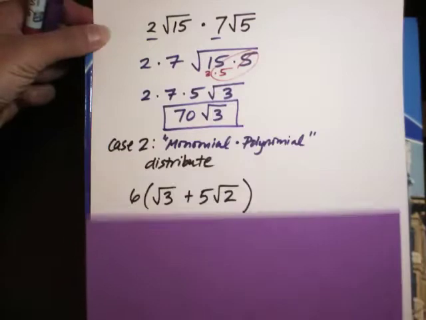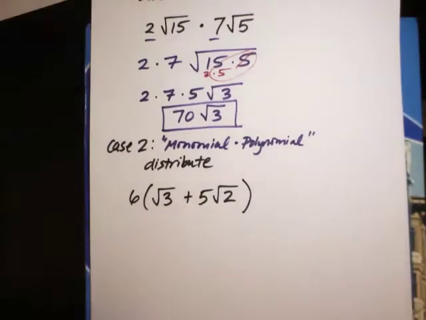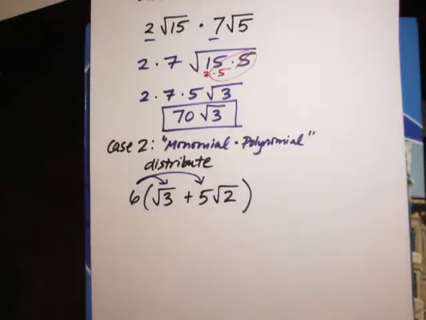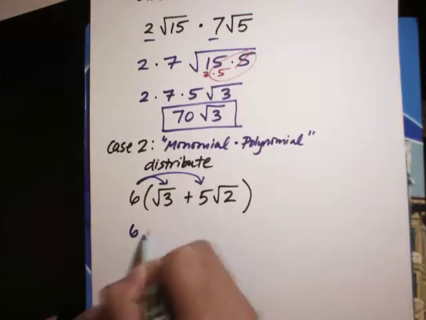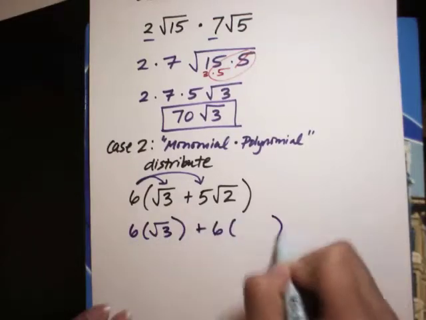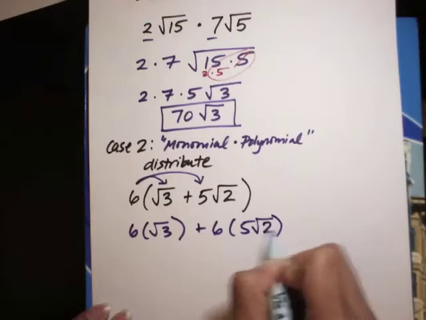Another case you may encounter is when you have something that looks like a monomial times a polynomial. In this case, it's a binomial. It will prompt you to distribute. We're still multiplying, but this will tell you to distribute. You need to multiply to each term inside that set of parentheses. So the very first item is 6 times the radical 3. You're going to add that to 6 times 5 radical 2.